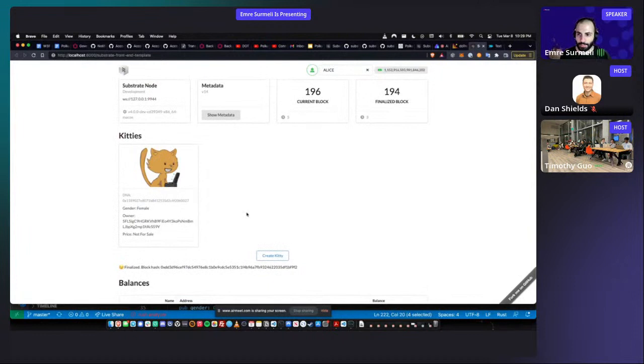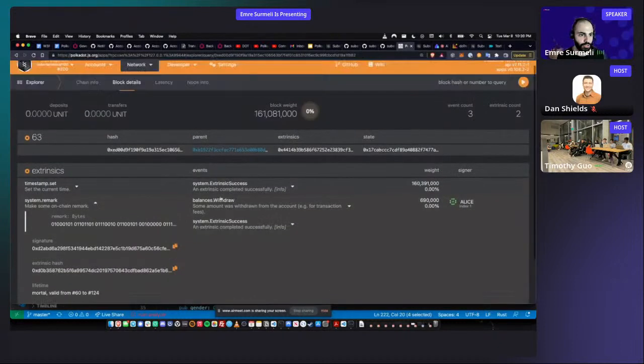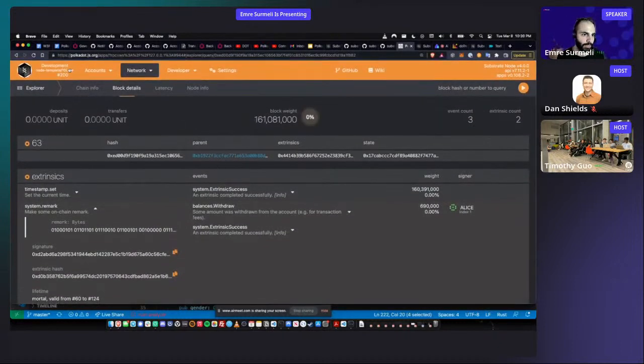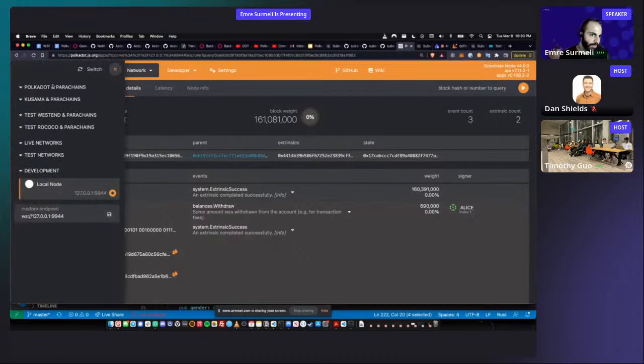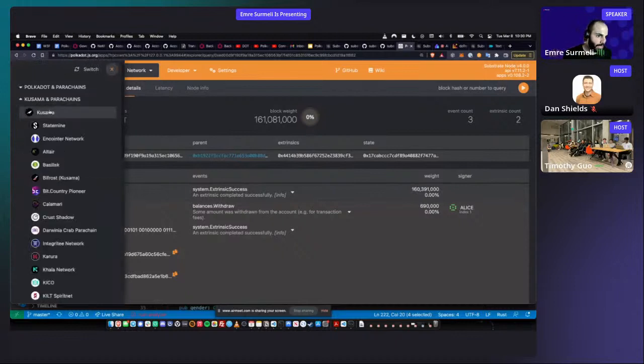Cool. So that is essentially, we're at the hour now. We have gone over what Polkadot is, what Substrate is, what it's like to run a Substrate node, what it looks like out of the box, what it means to develop on the Substrate framework, and what it looks like to use some of our tools. So right now, maybe we can take a look at one of our live networks. Let's look at Kusama.